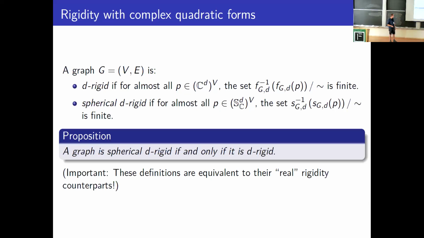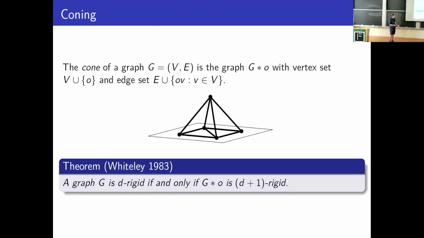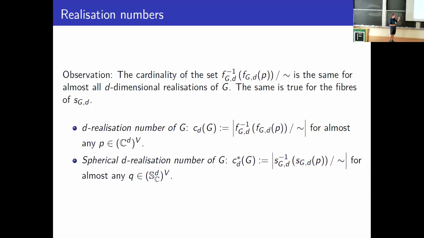These definitions are all equivalent to real rigidity counterparts, so any idea you have about graph rigidity is also correct here. Nothing crazy is happening. I've just defined it in a slightly weirder way by doing complex solutions, but that's it. Nothing has changed. Okay. So why are we looking at complex solutions? Because we live in a real world, theoretically. We want to count, for God's sake, right. We want to count realization numbers. I'll come back to that slide later.